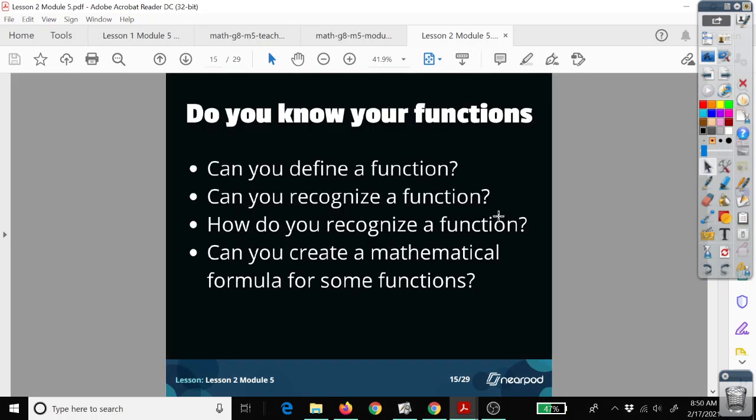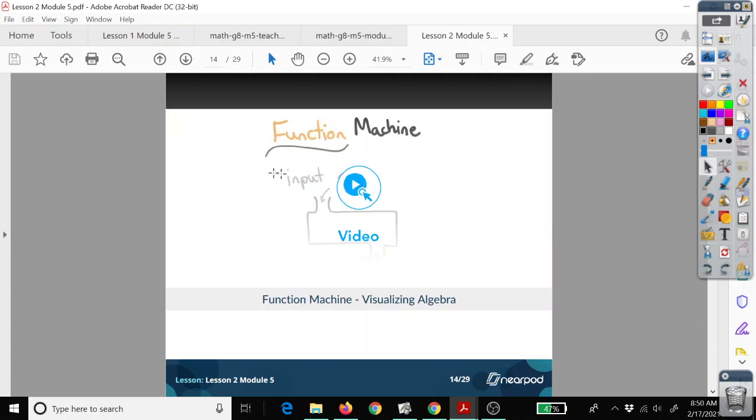Think of it as a function machine, right? If you put something in, you get something out. Every time you put something in, you get something out. If you put the same thing in more than once, you'll get the exact same answer out every time.